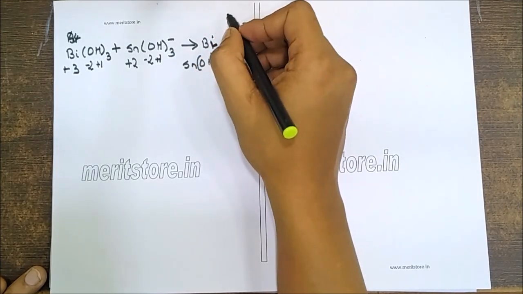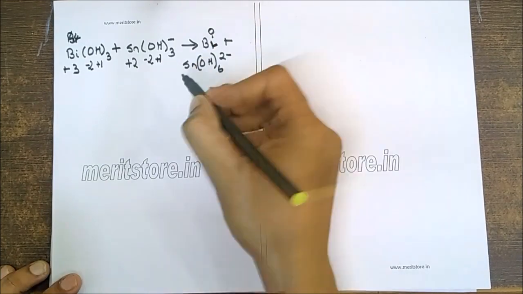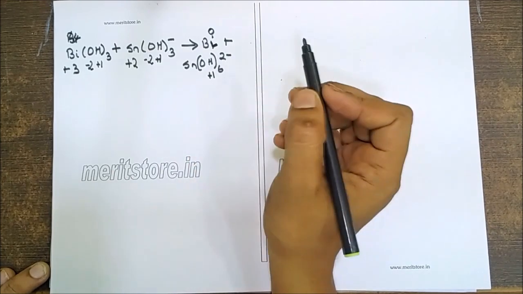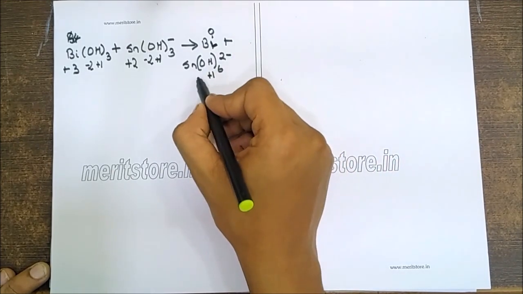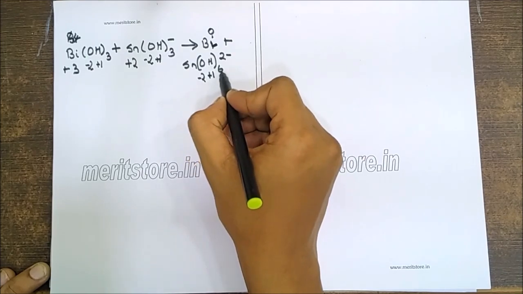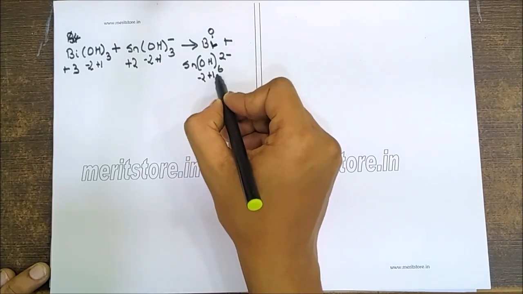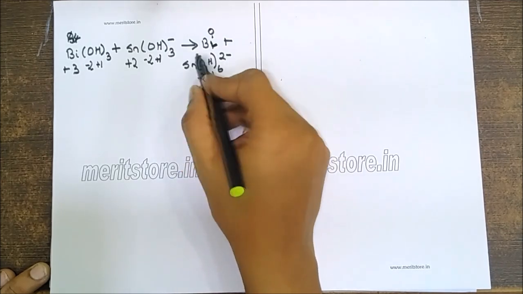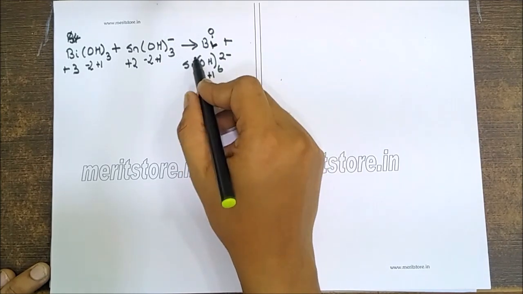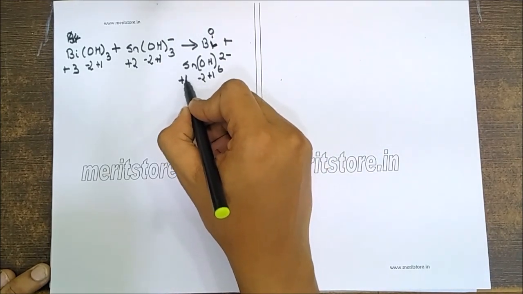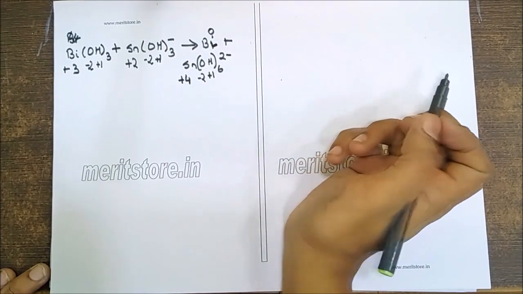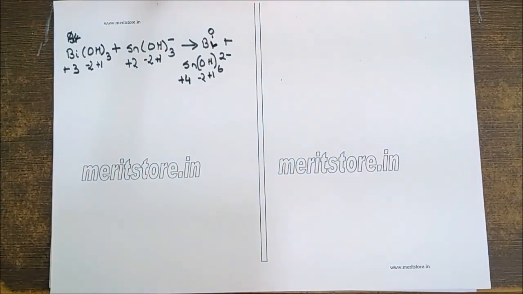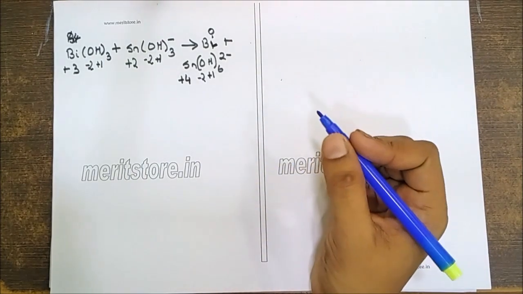A mono atom in a free or uncombined state has the oxidation number of 0. Now let's look here. Hydrogen plus 1 for each atom. Oxygen minus 2 for each atom. So minus 2 into 6 is minus 12. Minus 12 plus 6 is how much? Minus 6. Out of minus 6, 2 minus is already on this whole ionic species. So what would be the remaining would be plus 4. Alright. Now let's continue.